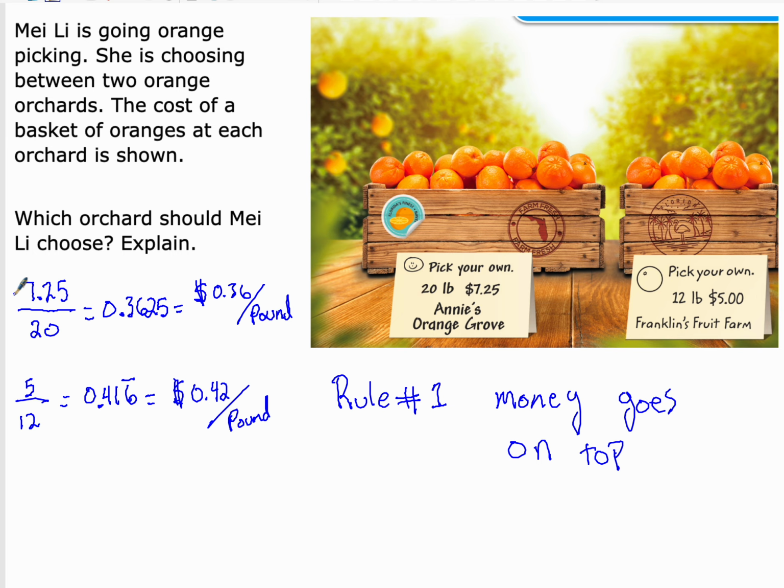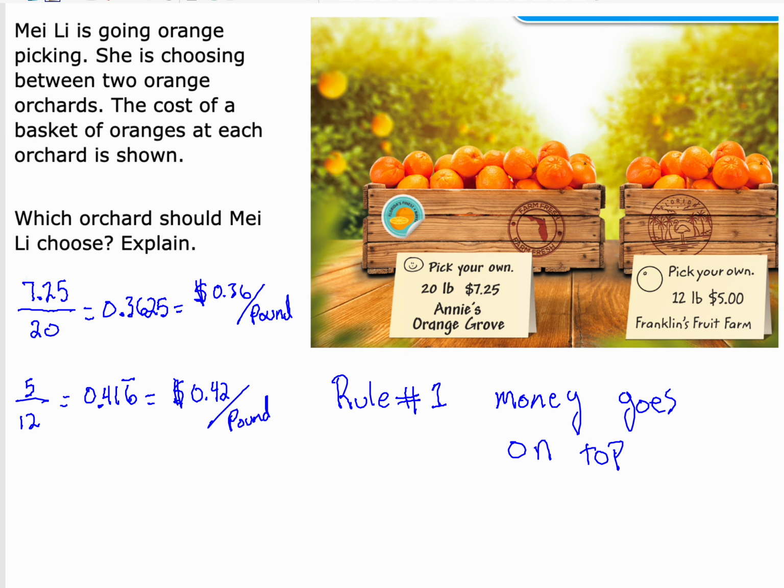And we'll talk more about why those rules are as we get deeper into these lessons and see how these ratios work. We'll talk about why that is, but for now, that's the rule. Money goes on top. Okay. So where does money go? On top. Thank you. All right, it goes on top.